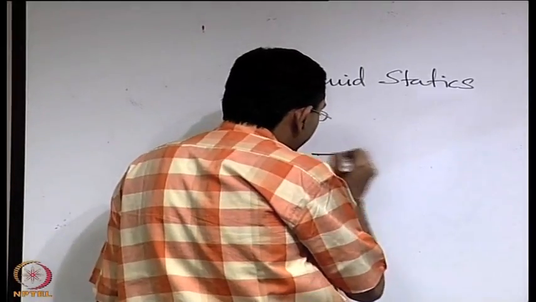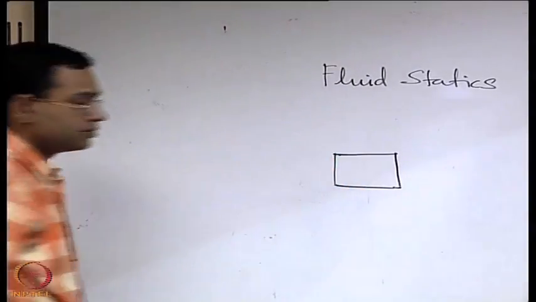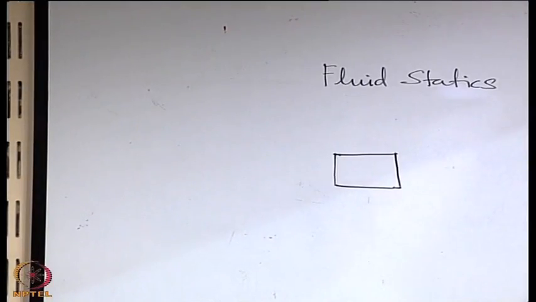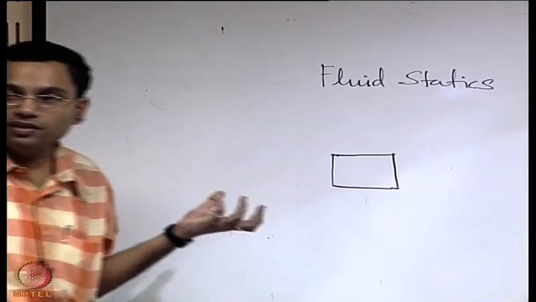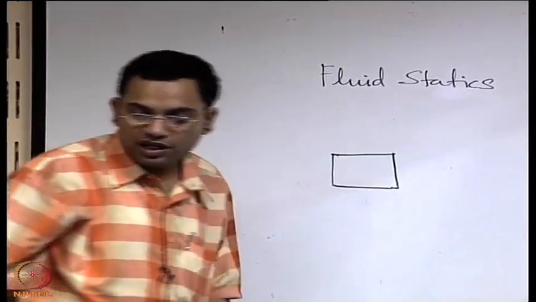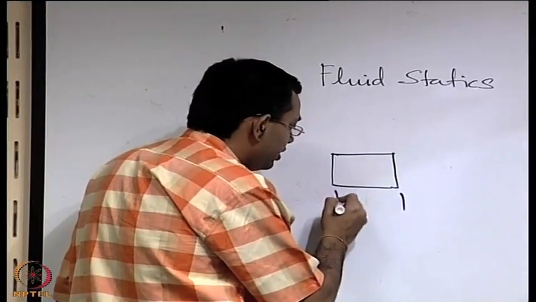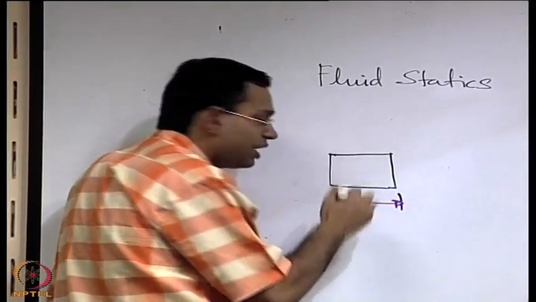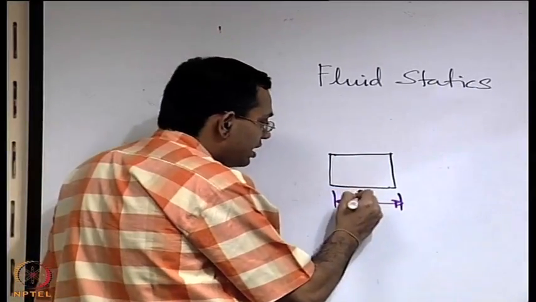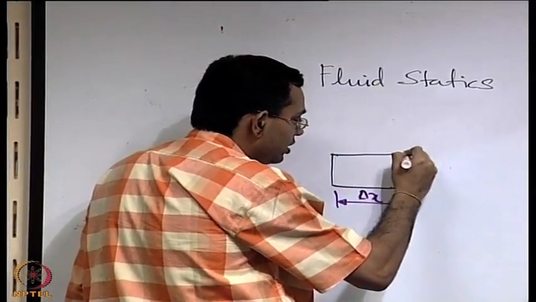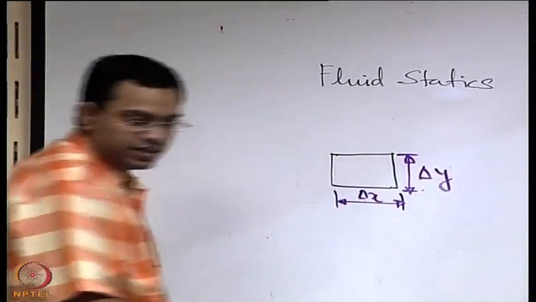We start with an example of a fluid element which is in static equilibrium, and we take an example of a two dimensional fluid element just for simplicity. We have taken such examples earlier. What these examples signify is that you have a uniform width in the other direction perpendicular to the plane of the board. So let us say that delta x and delta y are the dimensions of this fluid element.